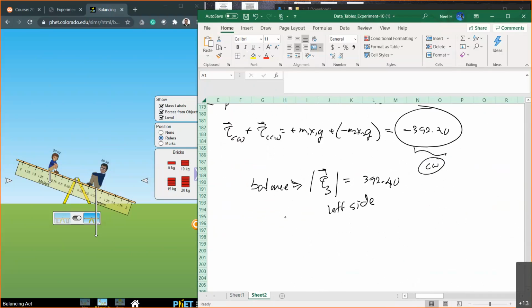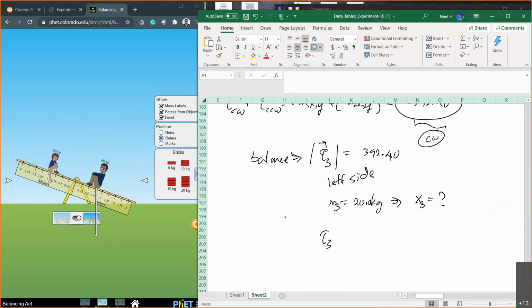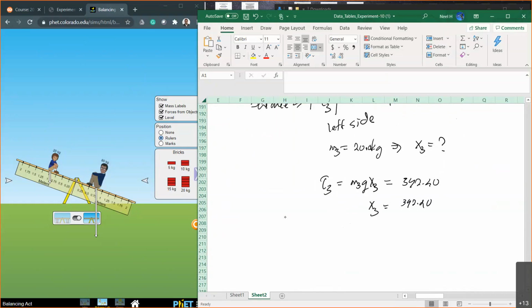Now, what the question is telling us is to consider this torque is created by the mass M3, which is 20 kilogram, and then find the possible location X3. So we can say the torque 3 we know: M3 g times X3. That should be equal to this number, 392.40. Then to find X3, all I have to do is 392.40 divided by M3 times g.